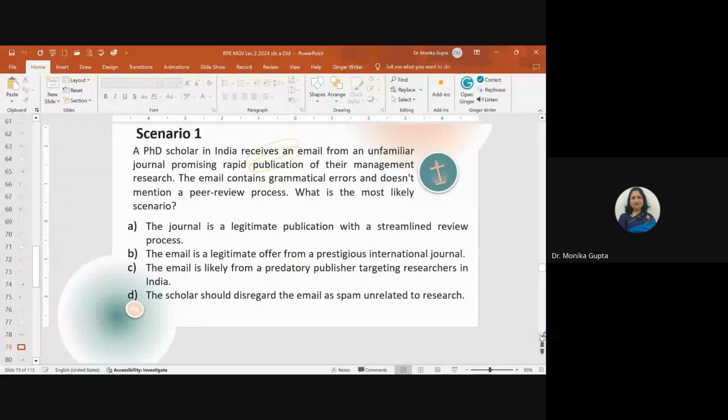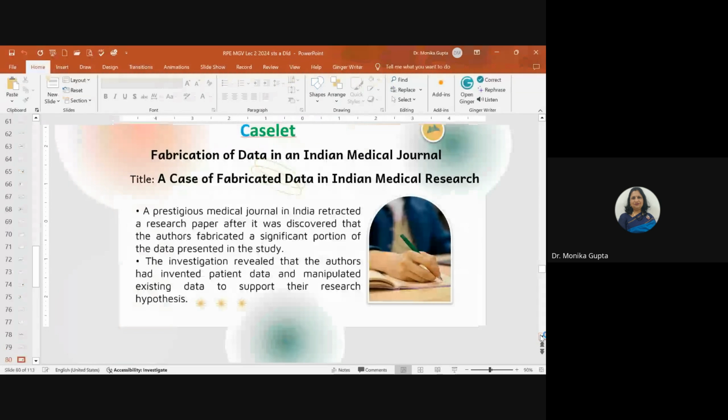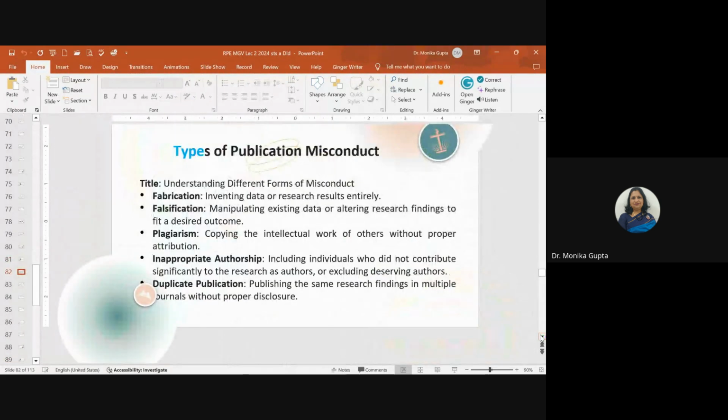What is the correct answer? C? Yes, very right. It is likely from a predatory publisher. We have already discussed. So, this we have discussed. Types of publication misconduct: fabrication, falsification, plagiarism, inappropriate authorship, and duplicate publication. I think this is clear to all. Yes, ma'am, we have already discussed this slide.